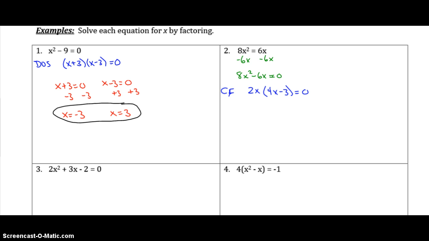Next step, take the first factor, set it equal to 0. Take the second factor, set it equal to 0. Last step, solve each for x. In this case, because this is 2 times x, there's no constant being added or subtracted. You're just dividing both sides by 2. So that means x equals 0. In this one here, you're going to add 3 to both sides. And then you're going to divide both sides by 4. And those are your two solutions.